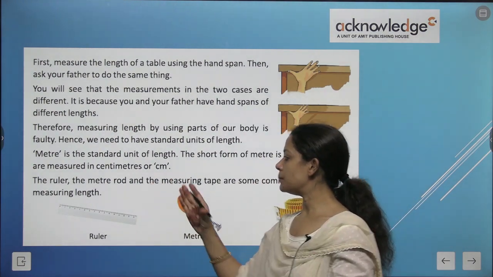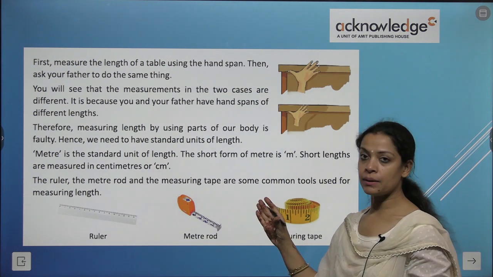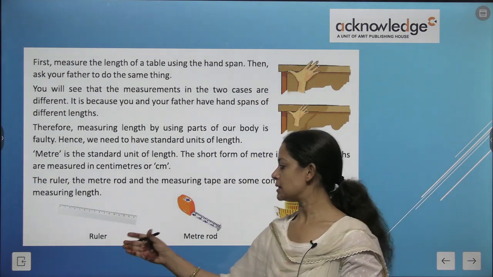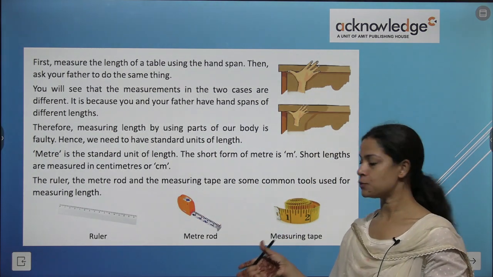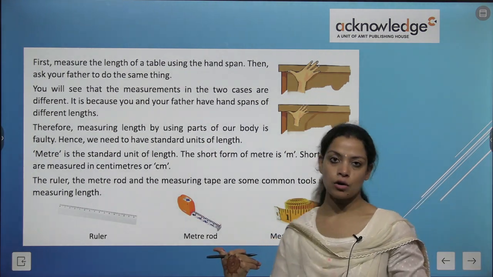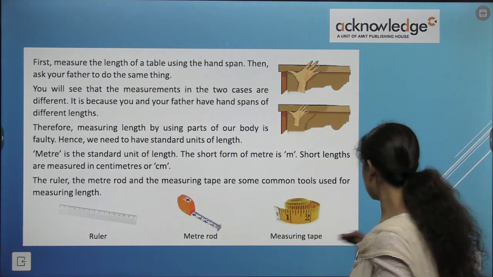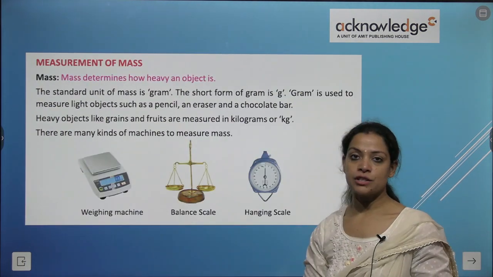So the ruler, the meter rod and the measuring tape are some common tools which we use to measure lengths. Scales हो गए, आपके measuring tapes हो गए, then we have meter rods, measuring rods. So these are all devices used to measure the length.